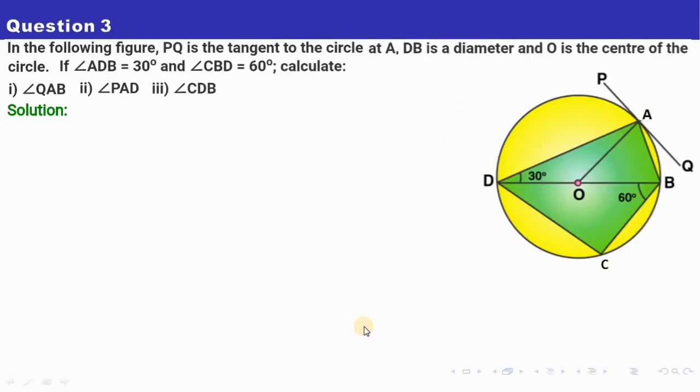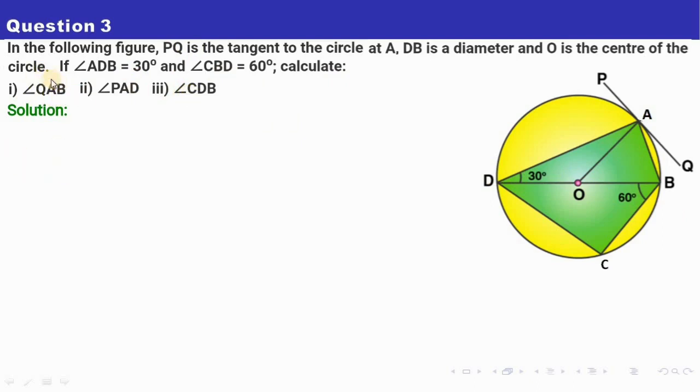Okay, let's move on to question number 3. In the following figure, you can clearly see that PQ is a tangent at A. DB is given to be the diameter, and O is the center. Angle ADB is given to be 30 degrees, and CDB is given to be 60 degrees. We need to calculate these 3 angles here.